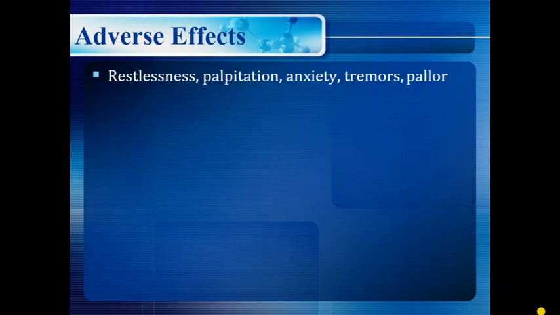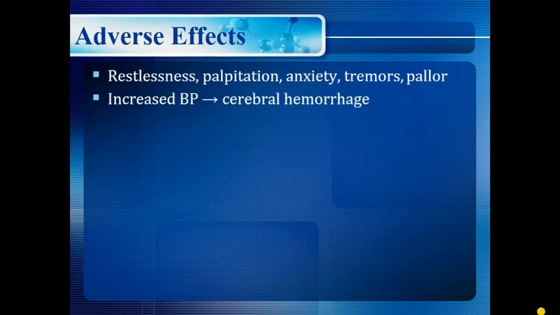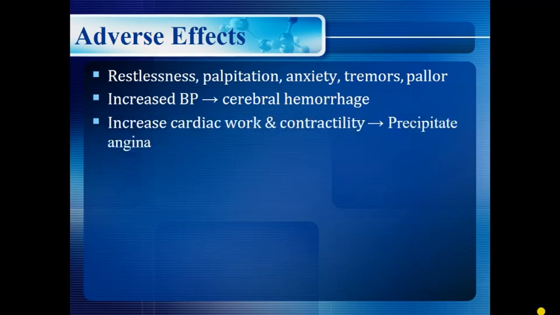Now we see the adverse drug effects of adrenaline. Adverse drug reactions are nothing but extension of the pharmacological actions only. So what happens when you give excess dose of adrenaline? There would be restlessness, anxiety, palpitation, tremors and pallor. Increase in blood pressure, and the BP would increase in such a manner that it may lead to cerebral hemorrhage. Increased cardiac work and contractility would lead to precipitation of heart attack or ischemic heart disease, which we call angina pectoris. It may lead to cardiac arrhythmia and sudden death also.